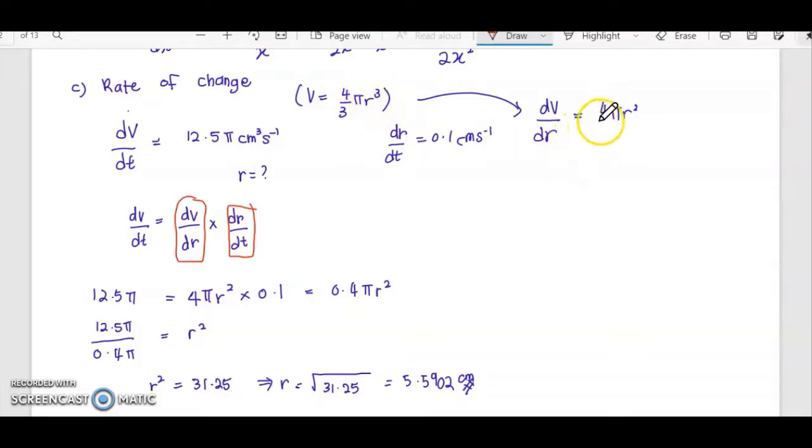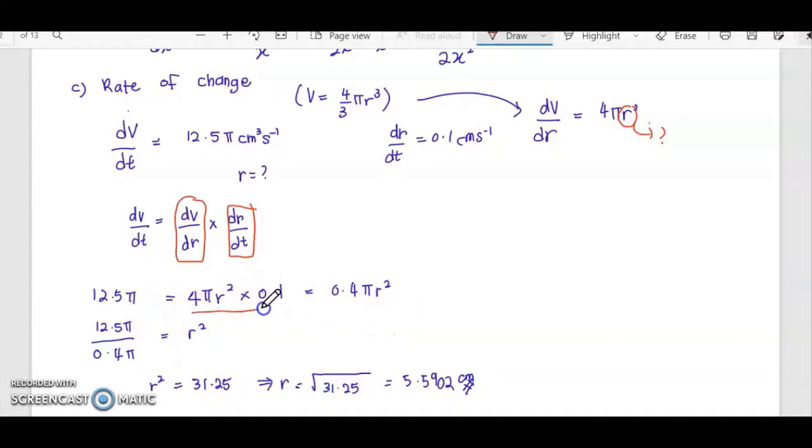Okay, and kita equate kat sini 4 pi r square. Okay, sudah dapat 4 pi r square. So, soalan dia tanya radius when the rate of apa ni? Radius ni yang kita nak cari. So, masukkan dalam formula this part. Jadi, 4 pi r square times 0.1. Rate tadi dia bagi. Kita tengok balik soalan dia.